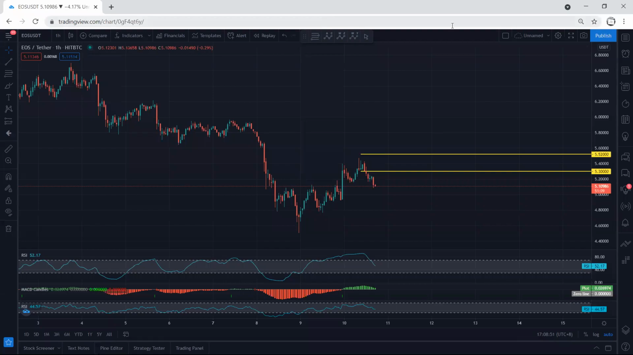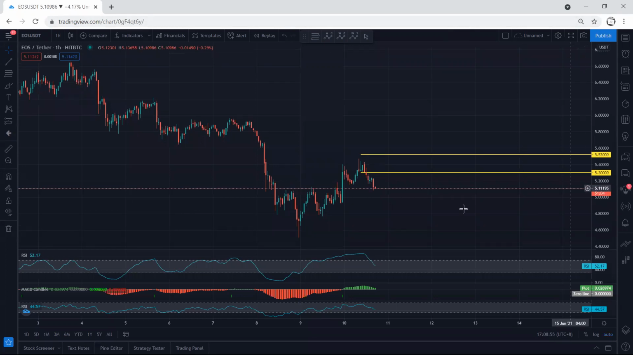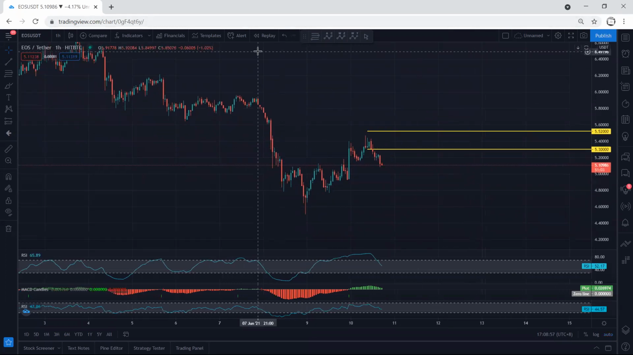We start with the 1 hour chart. We want to see how we can look for a trade. First of all, if we refer to our analysis, we have been looking for a buy, and the target was 5.3 by 5.52, because we mentioned we want to see whether the price can break this zone or not.